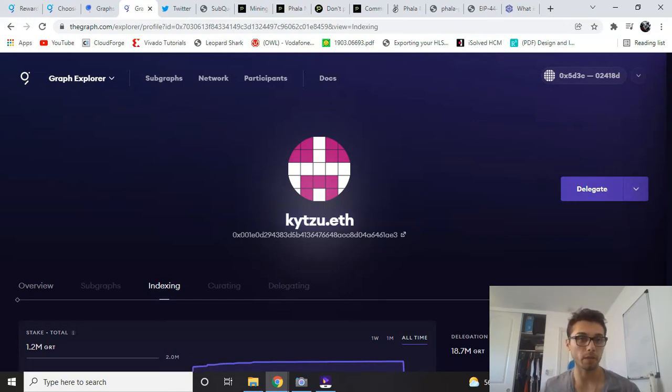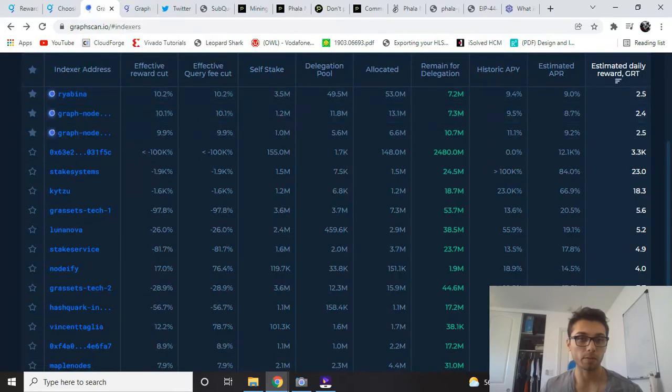As an indexer, we found him on the graph scan. I didn't step through all of this information, so maybe I could do some of this as well. The effective reward cut is what the indexer receives from the rewards gained from querying. The effective query fee cut is what the indexer receives from the query fees. Self-stake is what the indexer has staked. Delegation pool is what has been delegated to the indexer, and ideally the delegation pool plus the self-stake should be what's allocated. Sometimes it's not, sometimes they haven't allocated everything that's been delegated.